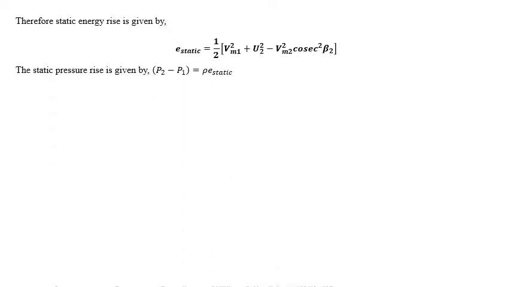Therefore, the static energy rise is equal to half into [Vm1 square plus U2 square minus Vm2 square cos square beta 2]. The static pressure rise is given by P2 minus P1 is equal to density into static energy rise, that is, P2 minus P1 is equal to half into [Vm1 square plus U2 square minus Vm2 square cos square beta 2] multiplied with the density rho.